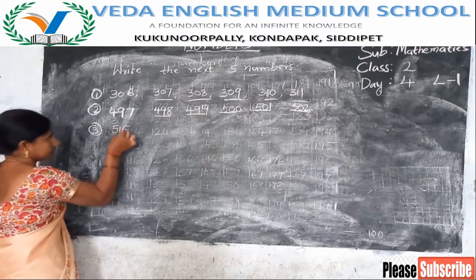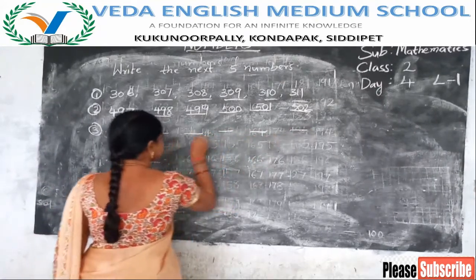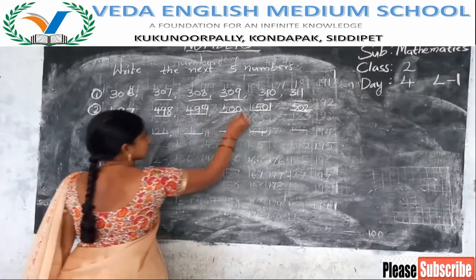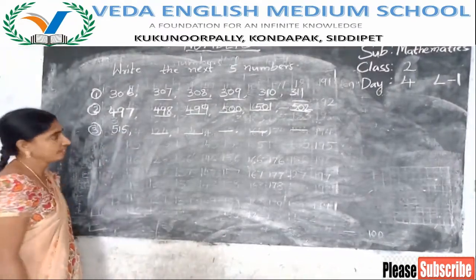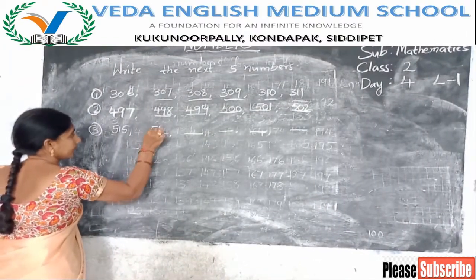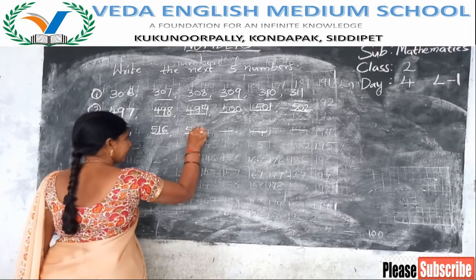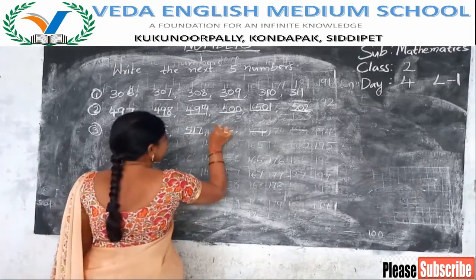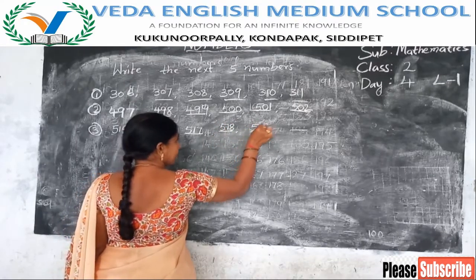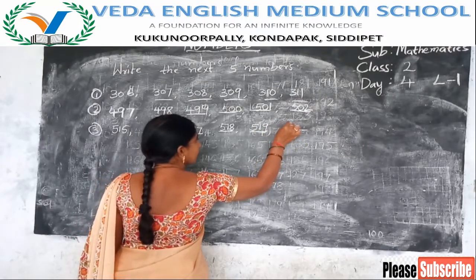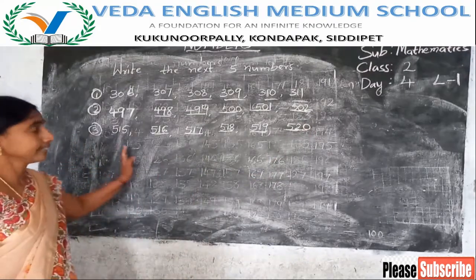The third problem is 515. See, Nana? 515. What is after 515? 516. After 516 is 517. The next number is 518, 519. Here 520. Okay? Understood, Nana, how to write the next number?